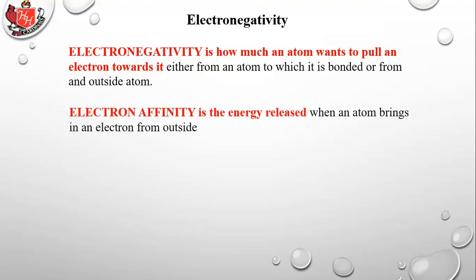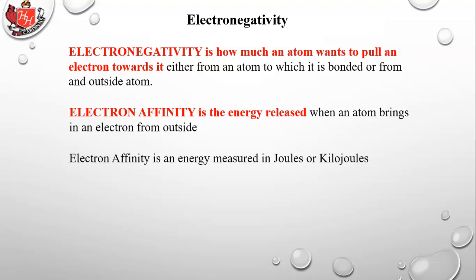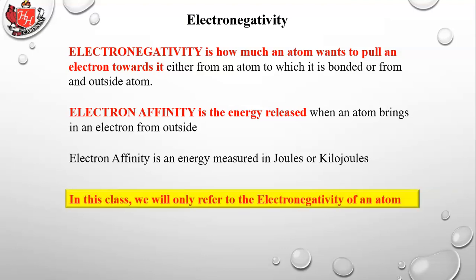Electron affinity is the energy released when an atom brings in an electron from the outside. The two concepts are closely related, but we're only going to be dealing with electronegativity. So electron affinity is an energy measured in joules or kilojoules, and in this class we will only refer to the electronegativity of an atom, so you will not hear the term electron affinity.